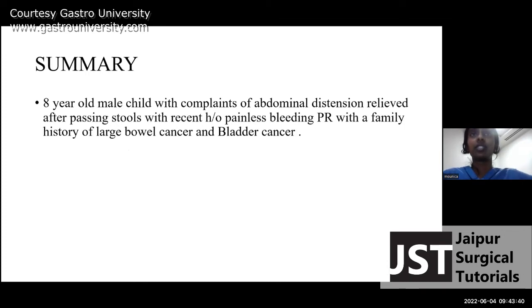Abdominal distension. Complaints of abdominal distension relieved after passing stools, with recent history of painless bleeding PR and a positive family history of large bowel cancer and bladder cancer, which may be a polyposis syndrome leading towards malignancy, sir. As Dr. Richa said, you should not make a diagnosis of malignancy at this stage. You should say I think the child has polyp, maybe polyposis. What is the difference between polyp and polyposis?